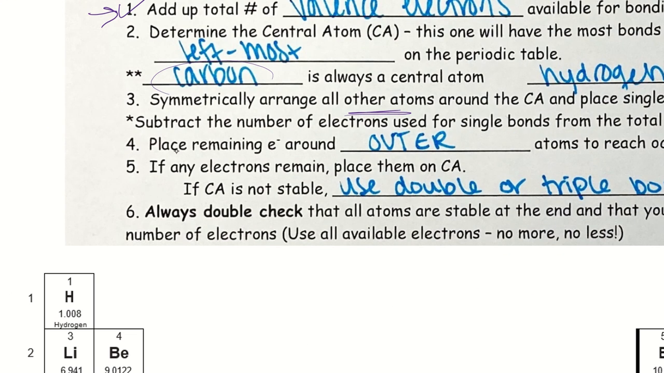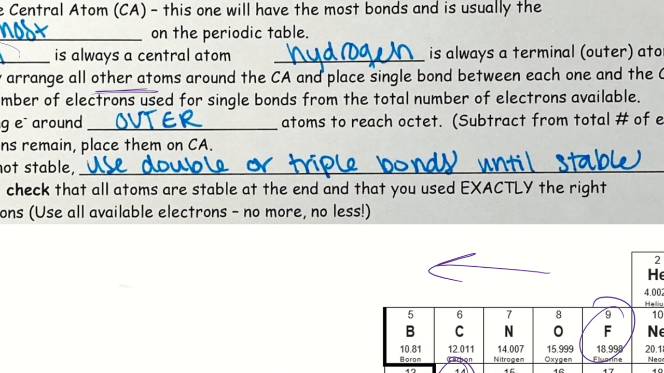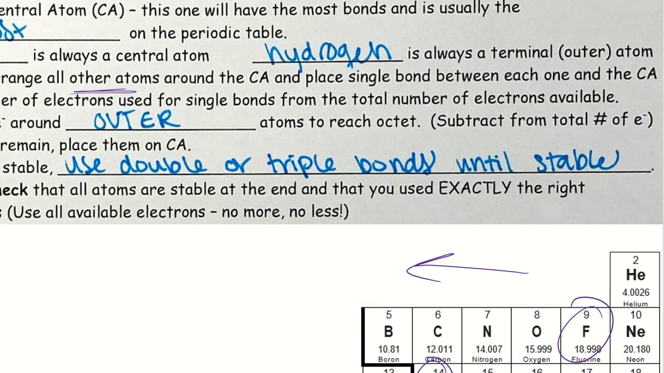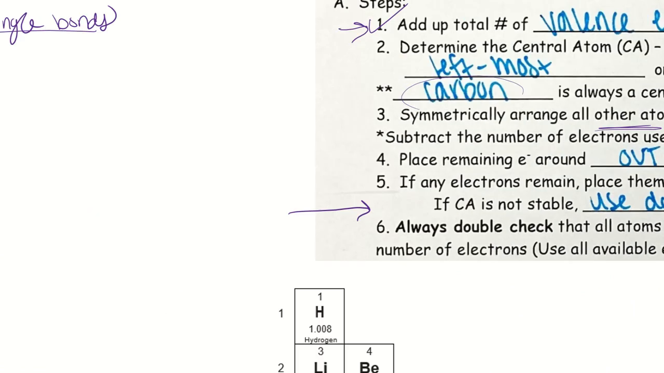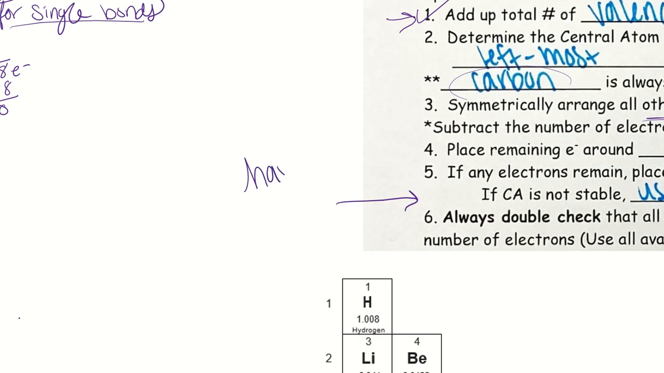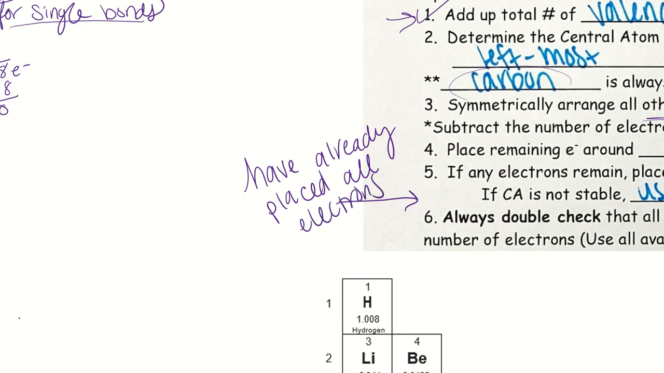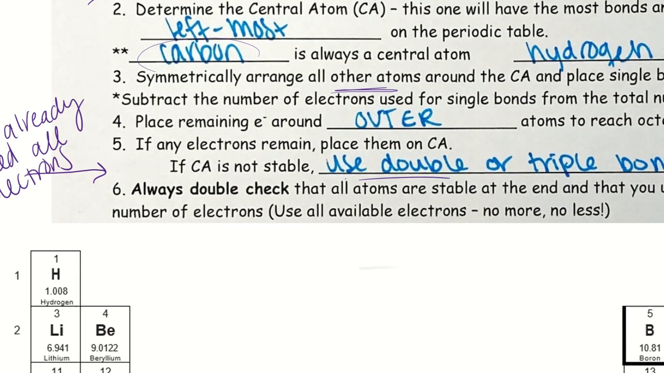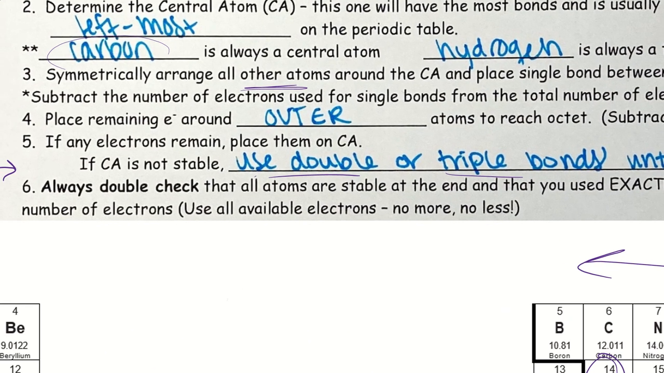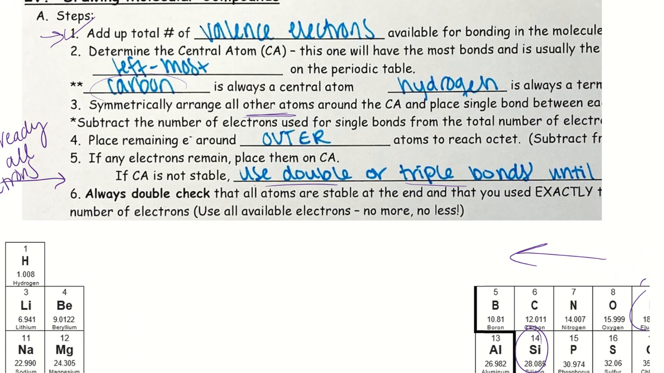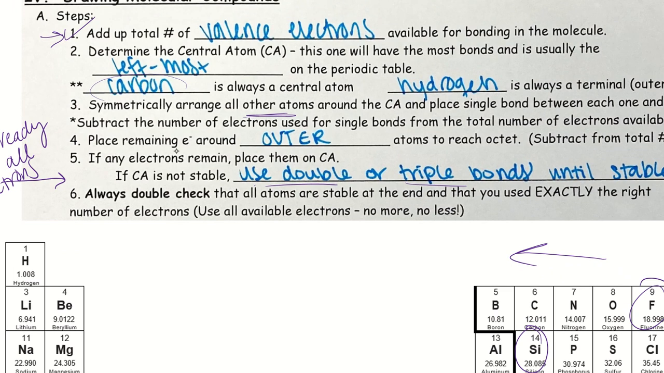And then the last part, if the central atom is not stable, use double or triple bonds until it becomes stable. So it is not until this point, when all electrons have already been placed, that you start doing double and triple bonds. So you will not start doing double and triple bonds until you've already placed all of the electrons that you have available to you. And then the last step is always double check that all atoms are stable at the end and that you used exactly the right number of electrons.